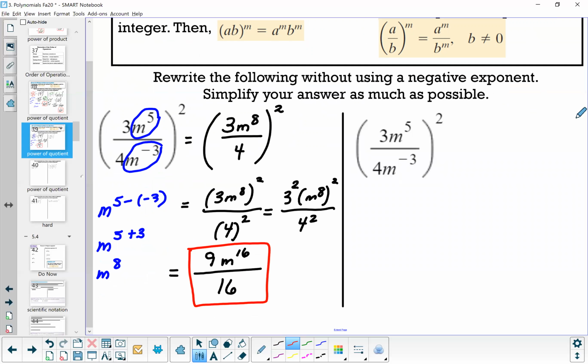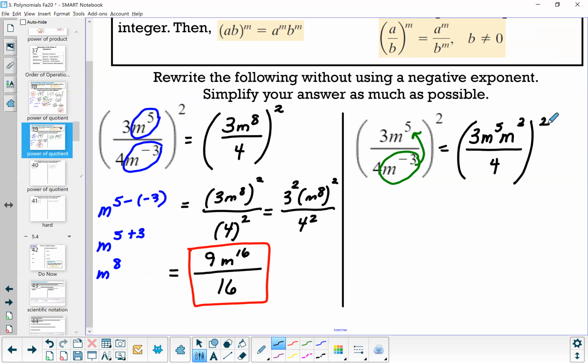Okay, now what if instead of doing the quotient rule in the beginning, instead you see m to the negative 3 and you take that across the fraction bar. So essentially that's going to give you m to the 5th times m cubed. In fact, let me just write the new problem. So you have parentheses 3m to the 5th times m cubed over 4. Close parentheses, squared. Okay, so that is if you choose to take the reciprocal of m to the negative 3 first.